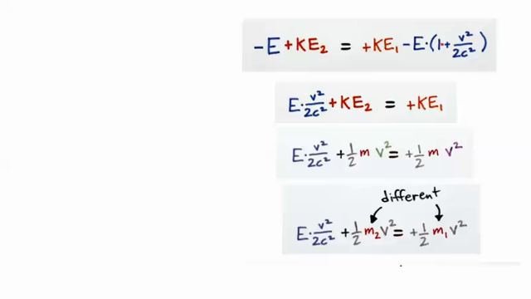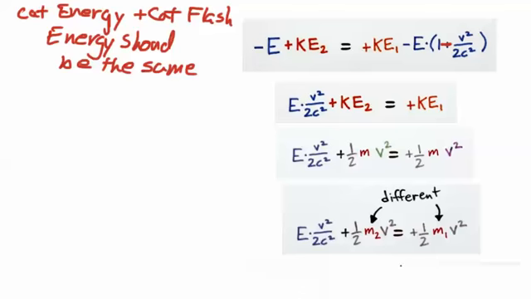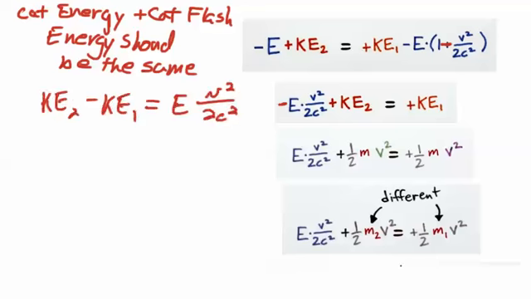There should be a negative sign here. This comes from the idea that the cat energy plus the cat flash energy should be the same under both circumstances. This negative sign should carry down to here. This is just from simplifying this thing above, and it probably ought to read, we should put the kinetic energies on one side, so KE2 minus KE1, and then the positive version of E v squared over 2c squared on the other side.